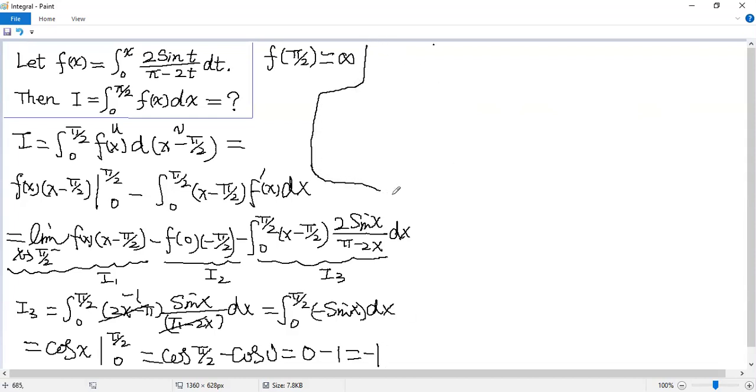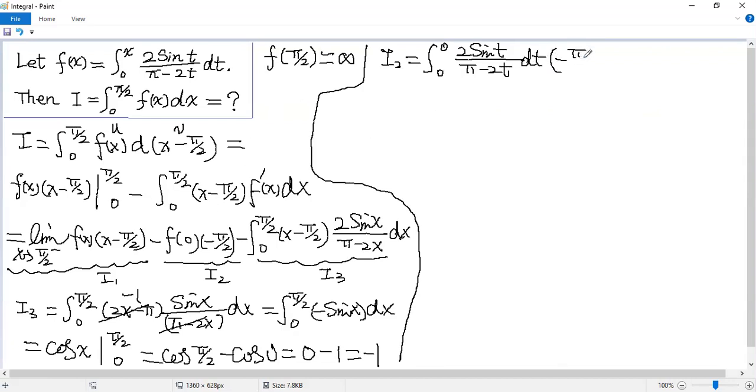Now let's look at I2. I2 equals f(0) times negative pi over 2. So f(0) is the integral from 0 to 0 of 2 sin t over pi minus 2t dt. Because the integral is from 0 to 0, the value should be 0. So 0 times negative pi over 2 equals 0.